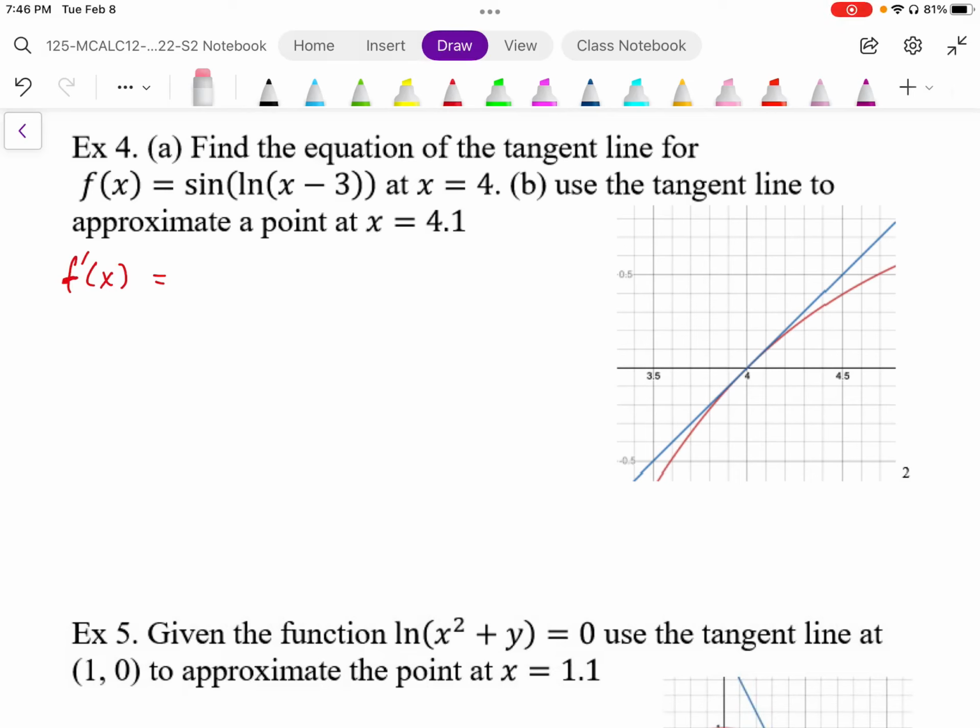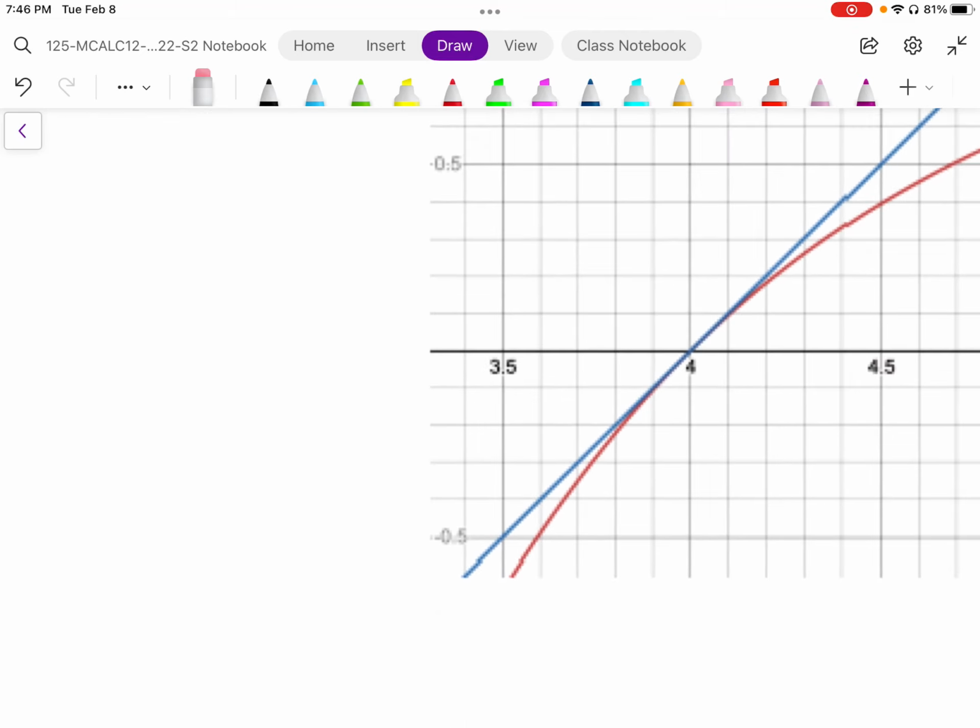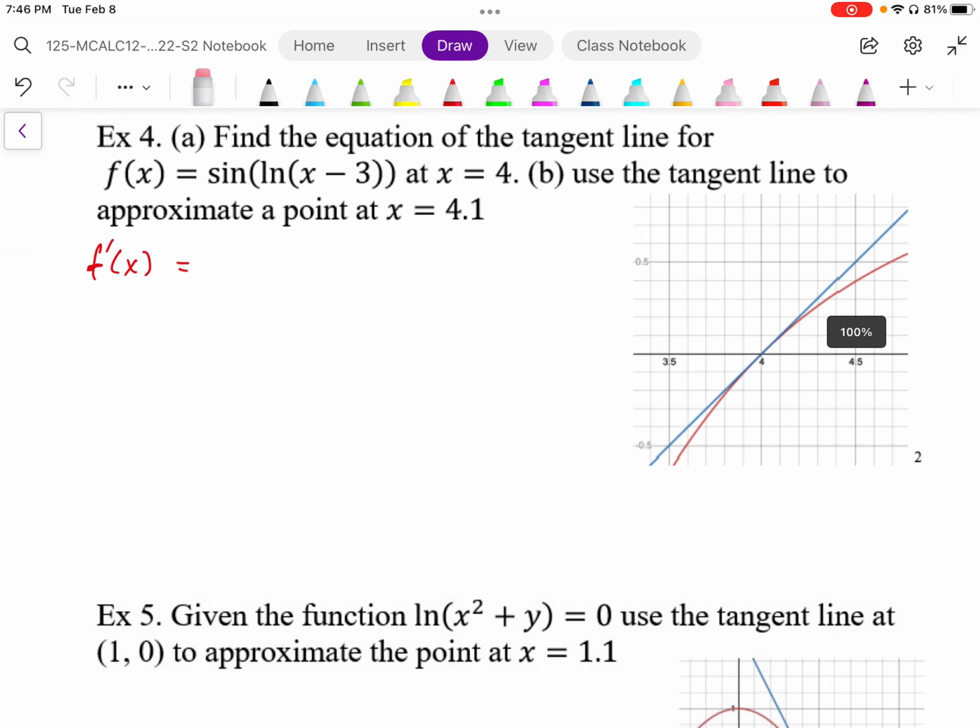So in example 4, we're asked to find the equation of the tangent line of f of x equals sine of ln of x minus 3 at the point x equals 4. So we're going to use this tangent line, which is a blue line, and then in part B, we're going to use this blue line to approximate a point on the curve at 4.1. You can see from the graph it's actually very close.